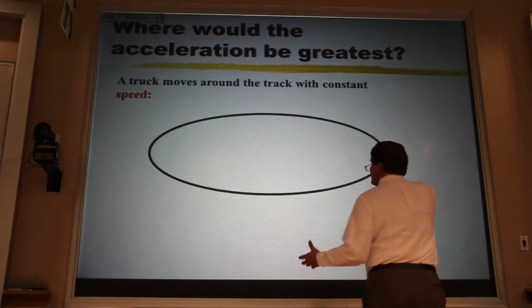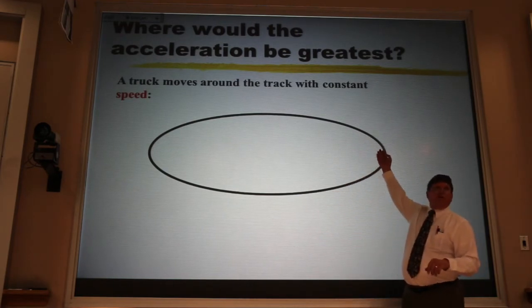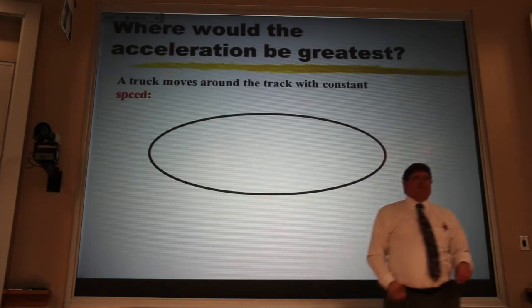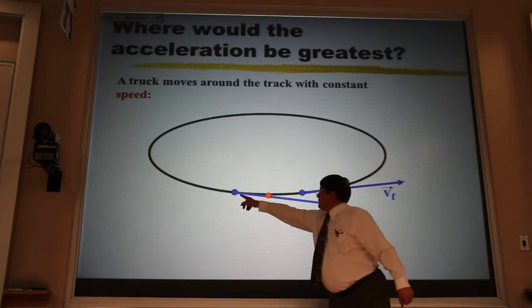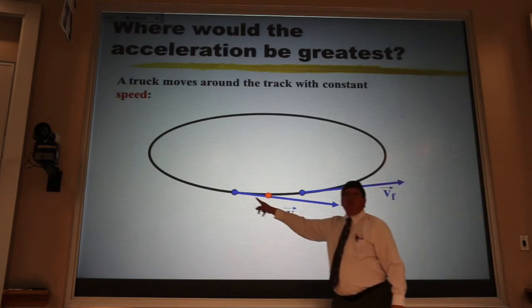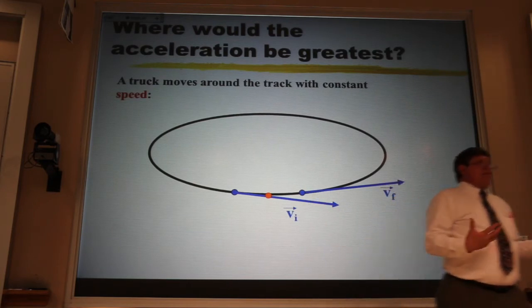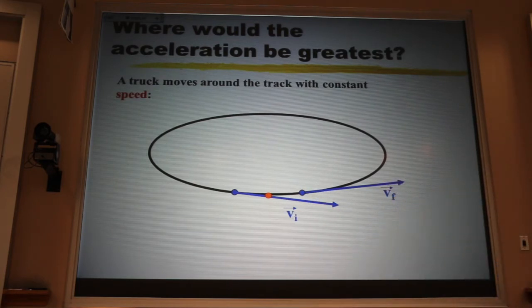Now, if you're going around this track at 60 miles an hour, you know you feel it more here than you do there. Now, we can show that with vectors. If I look at the velocity vector there, and I want to know, what does the acceleration look like? Well, the acceleration is how much that velocity vector changes in 1 second. So let's look a half second before and a half second after. If that's a half second before and that's a half second after, that's 1 second. Okay? Well, those two vectors have the same length, same speed, but they're not the same velocity.